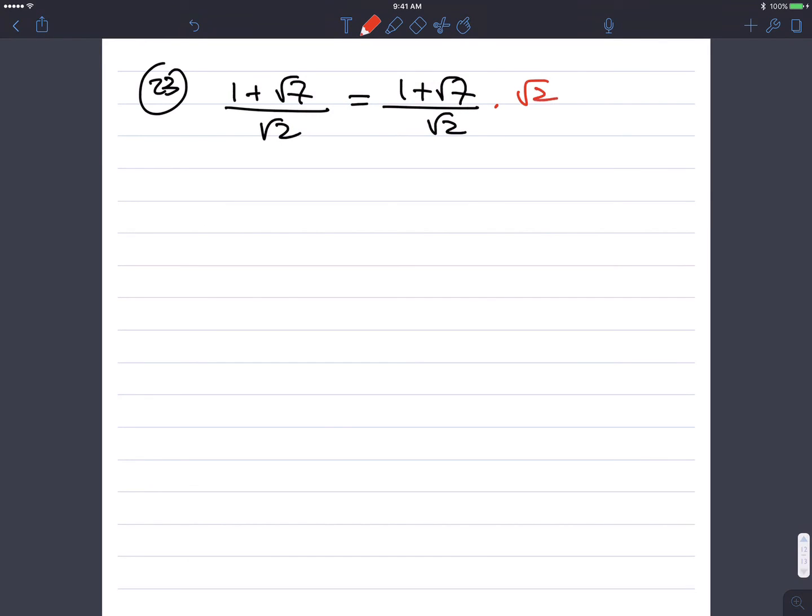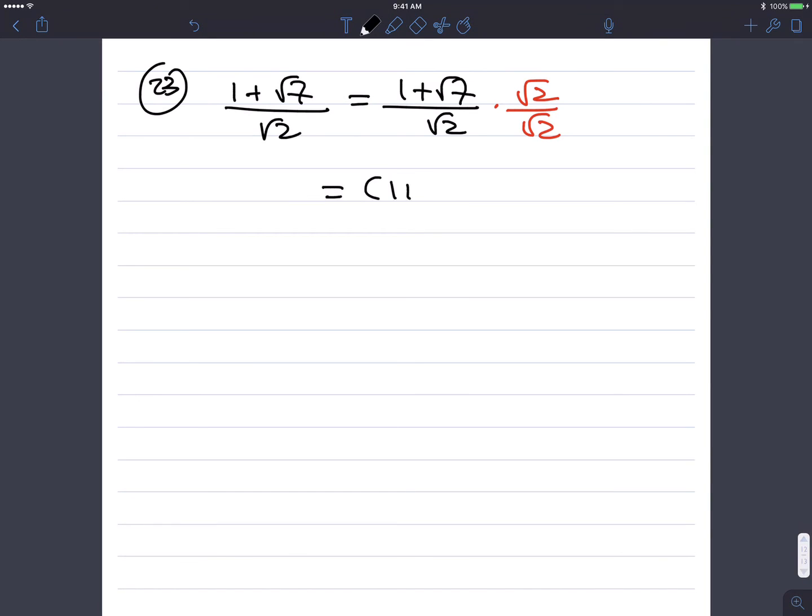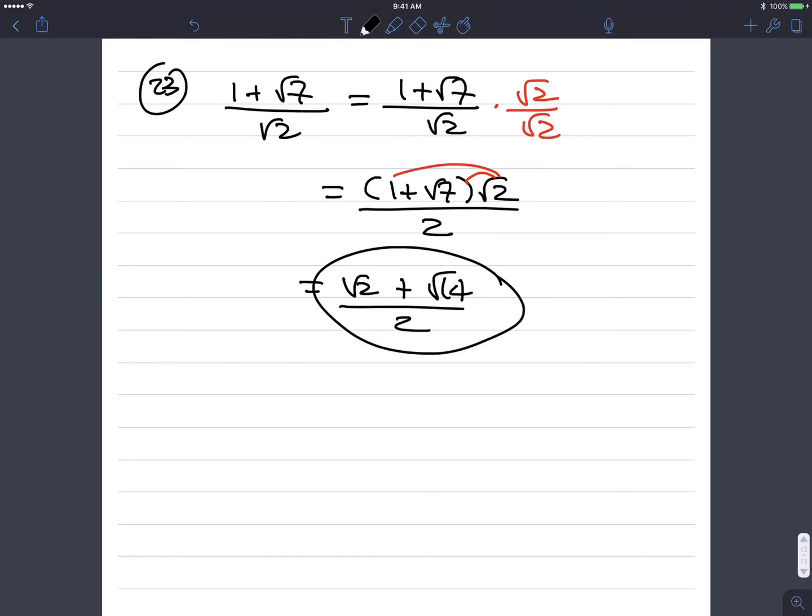(23) 1 plus the square root of 7 over the square root of 2. Multiply by square root of 2 over square root of 2. 1 plus the square root of 7 times the square root of 2 over 2. And we're going to distribute. We end up with the square root of 2 plus the square root of 14 over 2. And we're done.